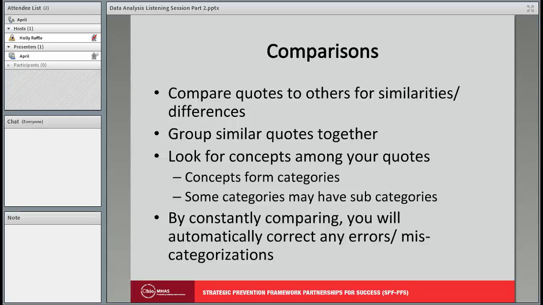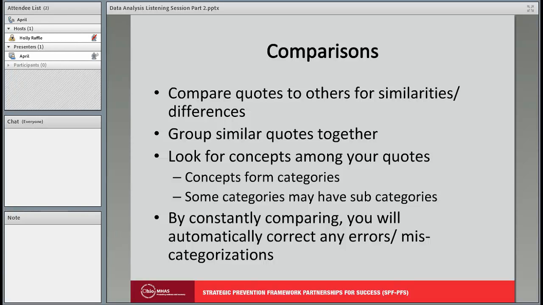So as I mentioned, comparisons are very important. You should be comparing quotes to others for similarities and differences constantly throughout your data analysis process. You want to group similar quotes together and look for concepts among your quotes. These concepts form your categories, and some categories might have subcategories.